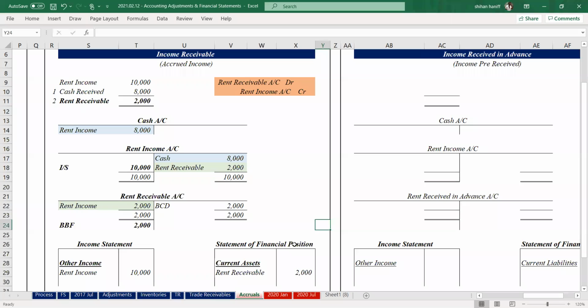Rent income is 10,000. Now look at the initial point. Total income for the year, this is the amount that goes to the income statement. Total income for the year. This amount, this is the receivable amount. This is taken under current assets, right? Receivable, SOFP.